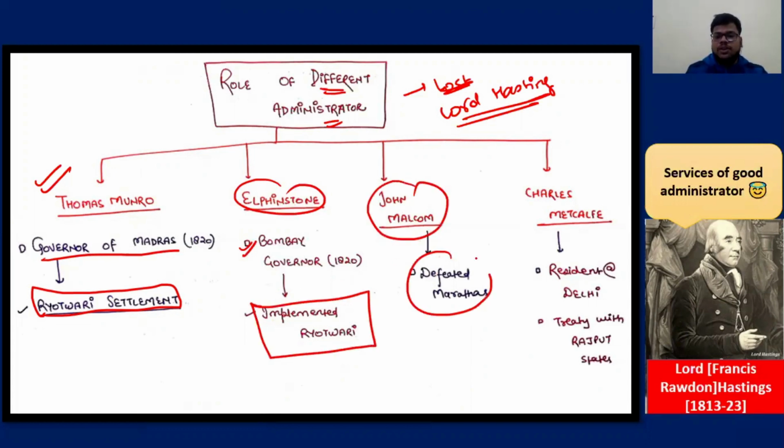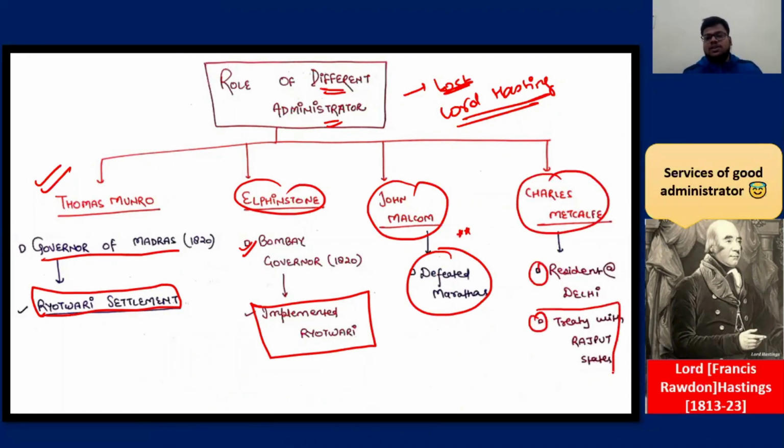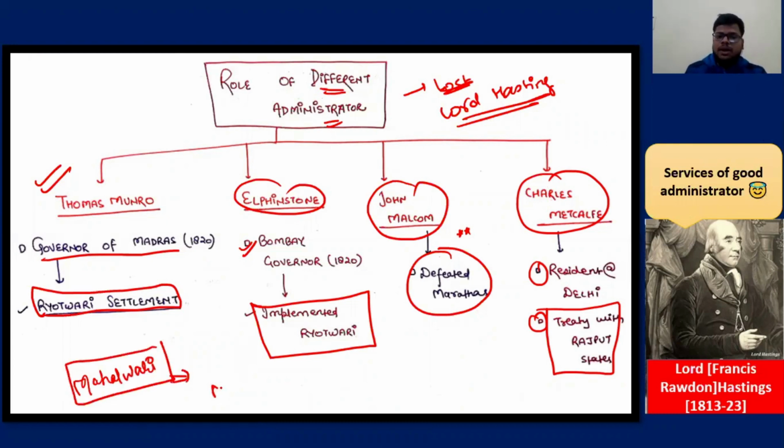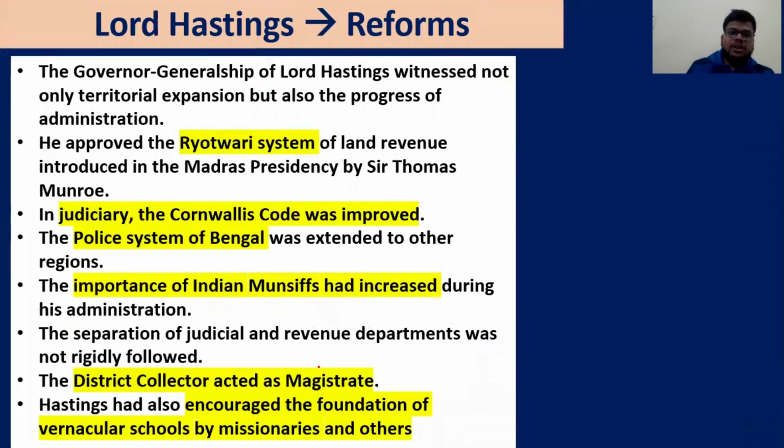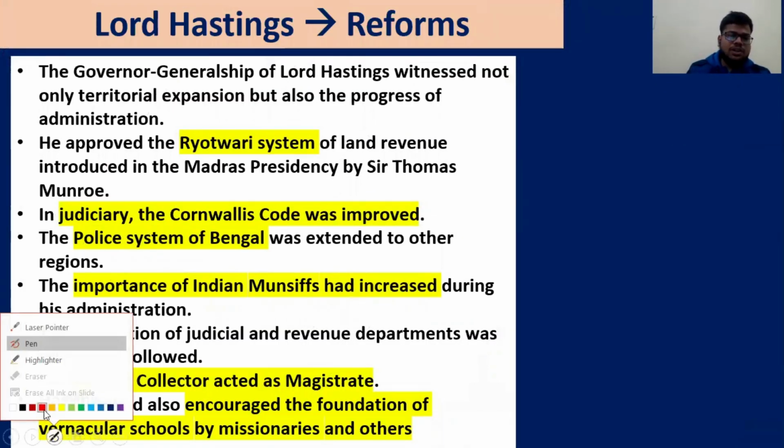John Malcolm was very instrumental in defeating the Marathas. And Charles Metcalfe, we have discussed, was a resident at Delhi, and he had a treaty with the Rajput states that we have already discussed. In his time, another system also started, that is the Mahalwari system, that we will see later on. In the northern part, he started this Mahalwari system, in northern and central India.